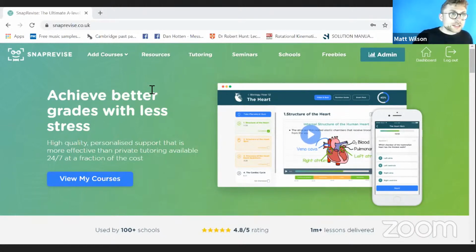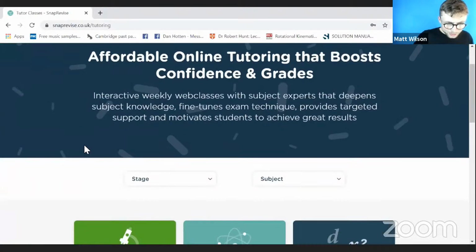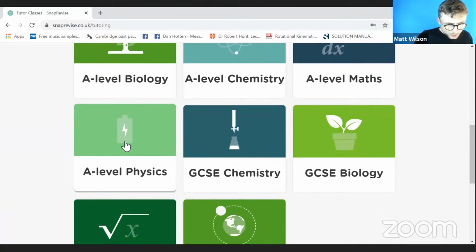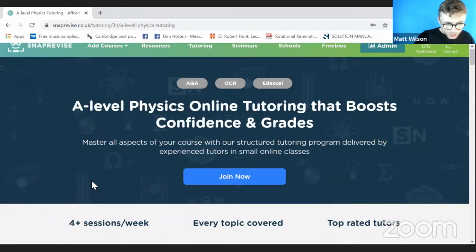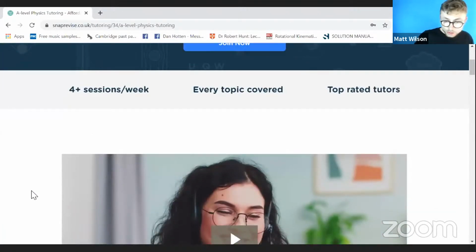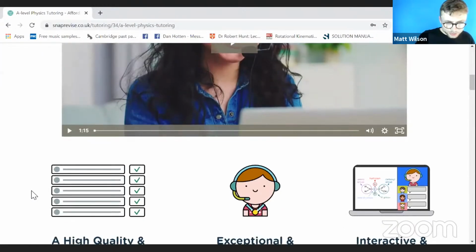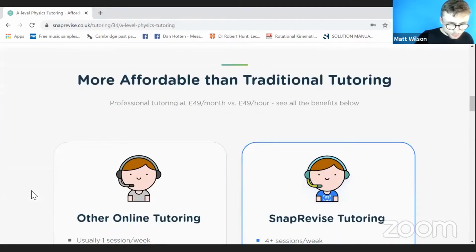And let's say I want to access the tutoring resources. Well, okay, I'm going to go into tutoring. And, well, I like physics, so I'm going to take a look at the physics stuff. And if you come here, then you'll be able to go to more classes like this, but on the SatRevise website, ones that won't be on YouTube.